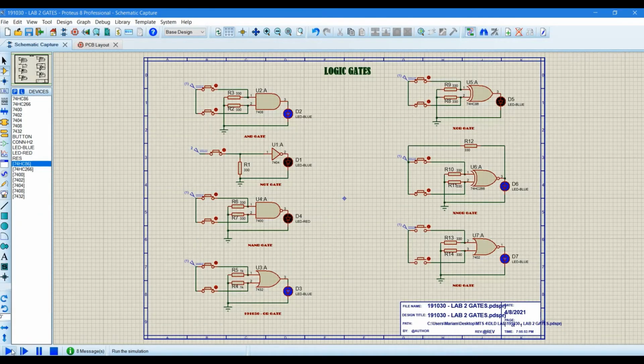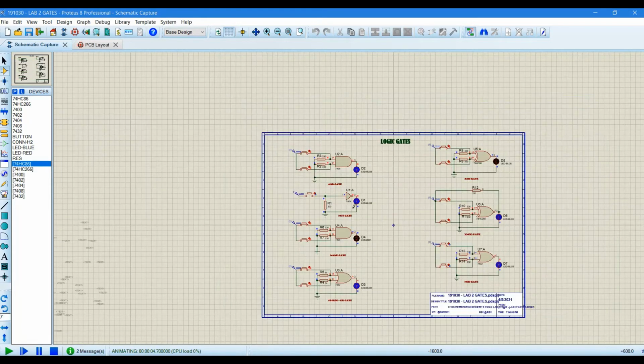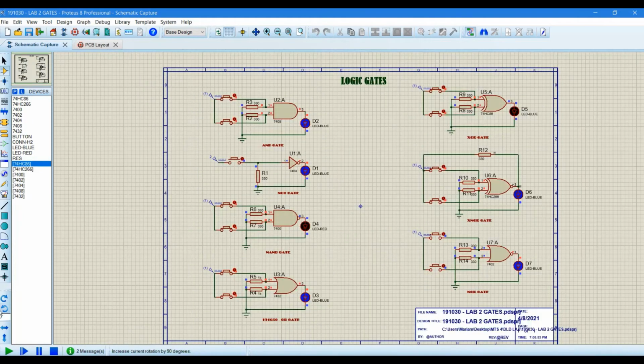Let's get it more by its simulation. Here, as the switch is on at 1, the LED is off at 0. But when the switch is off, the LED is on. So that is why it is known as hex inverter, or inverter simply.